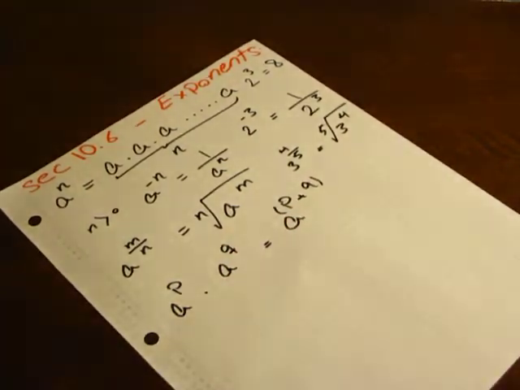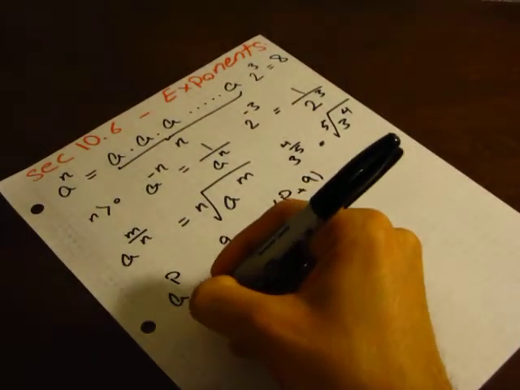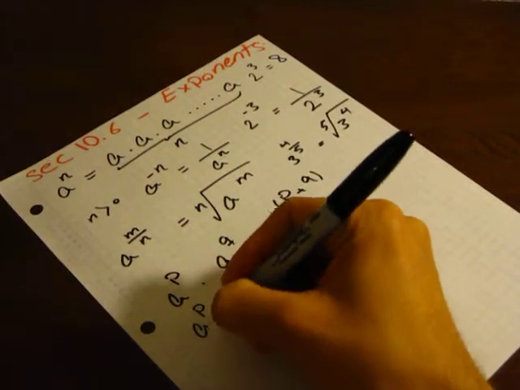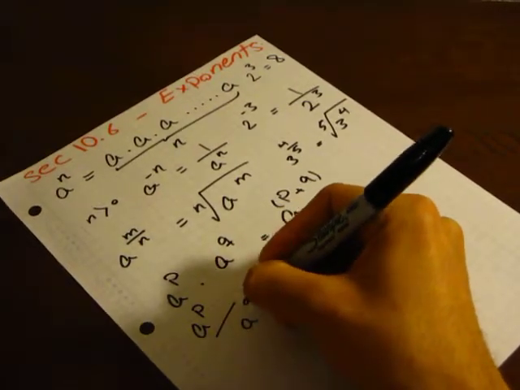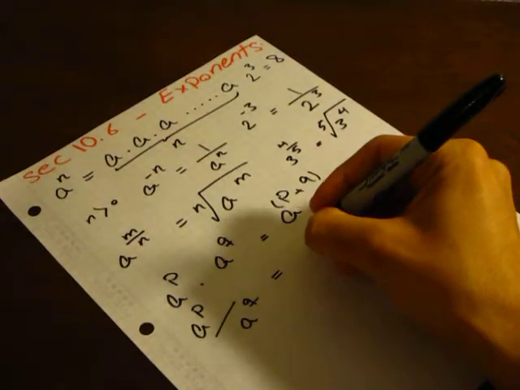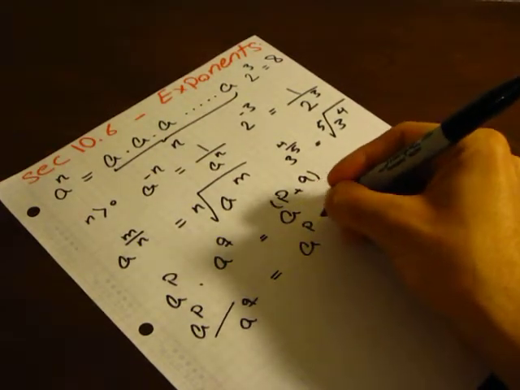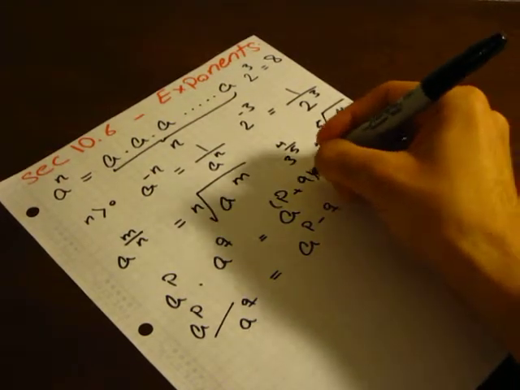The other one is the division rule. Every time you see a to power of p divided by a to power of q, it is equal to a to power of p minus q.